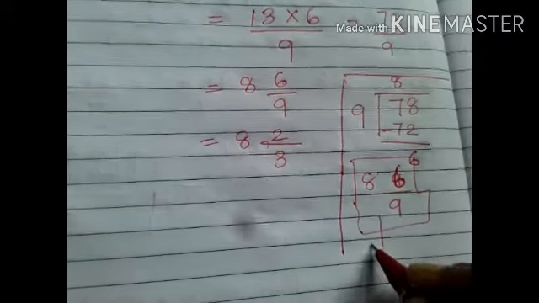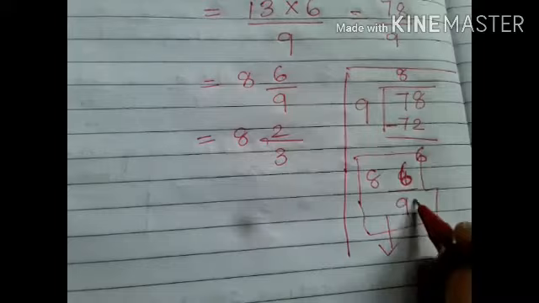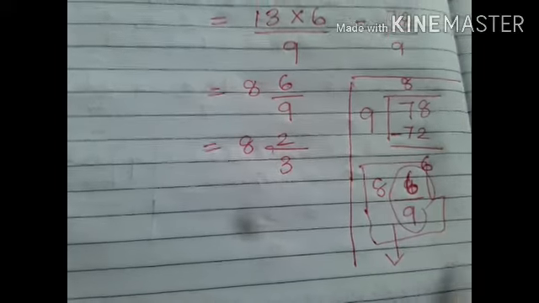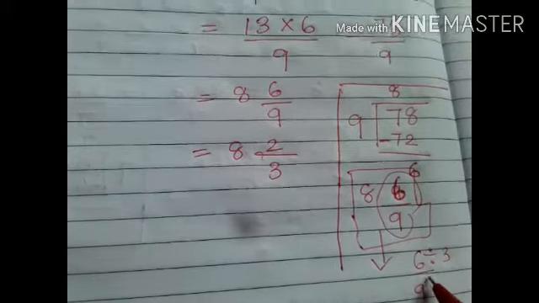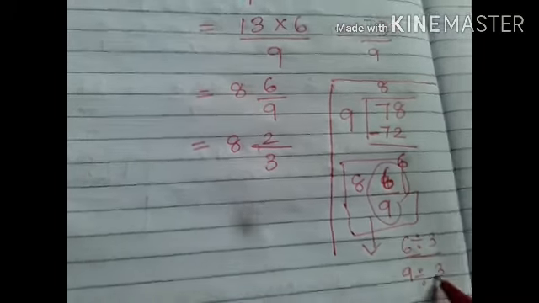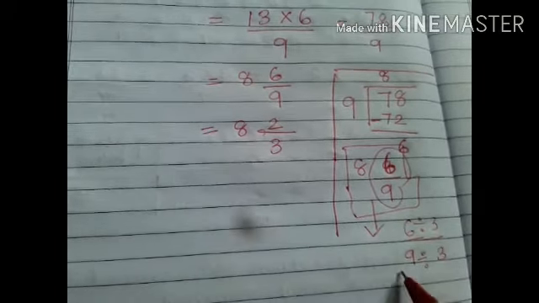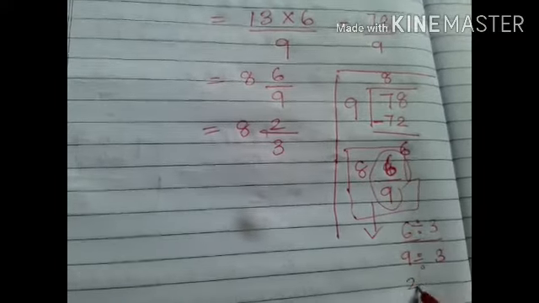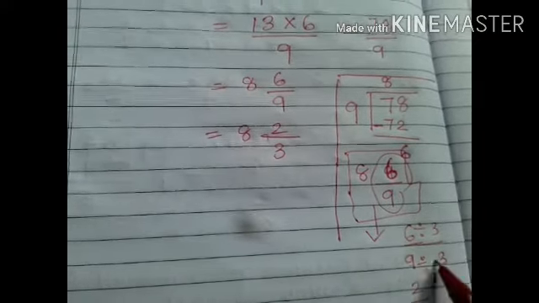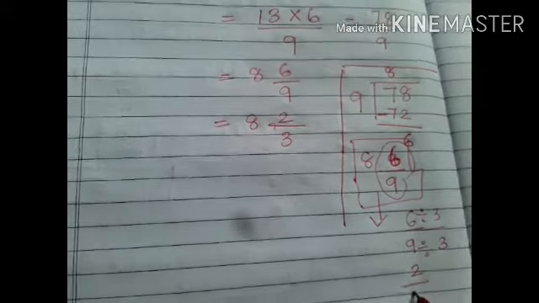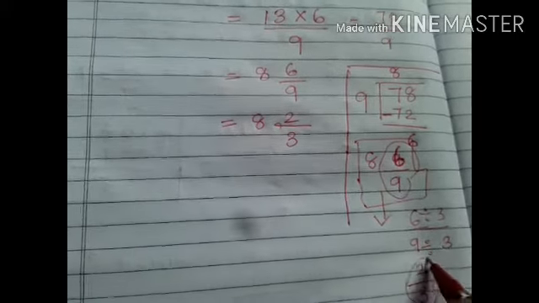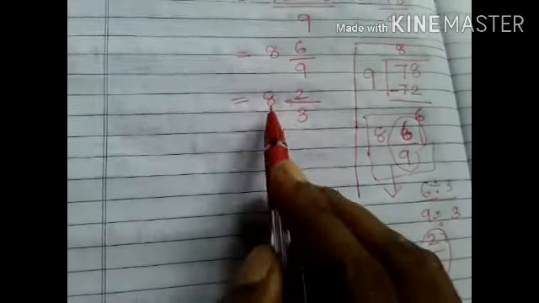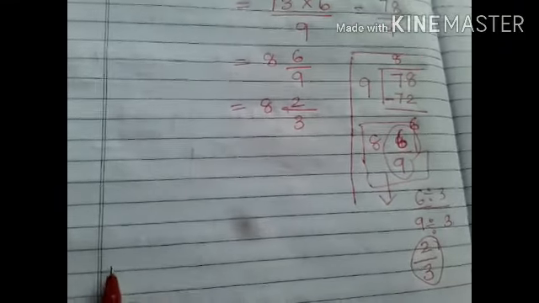So here this 6 by 9 is divided by 3. We get 6 divided by 3 is 2 and 9 divided by 3 is 3. So we get 2 by 3 here. So we can write 8, 2 by 3.